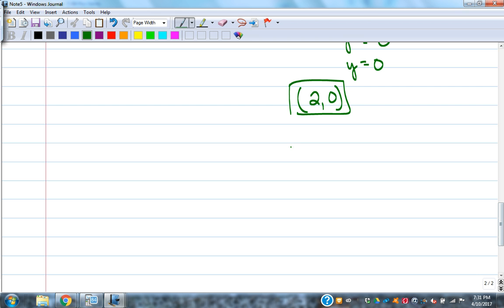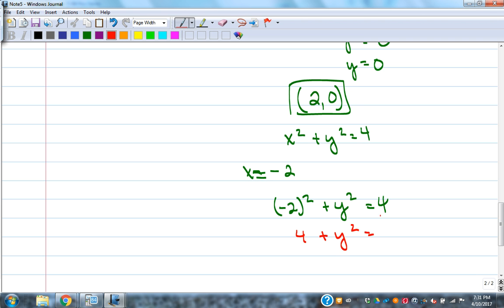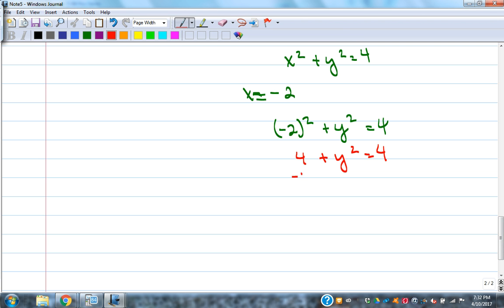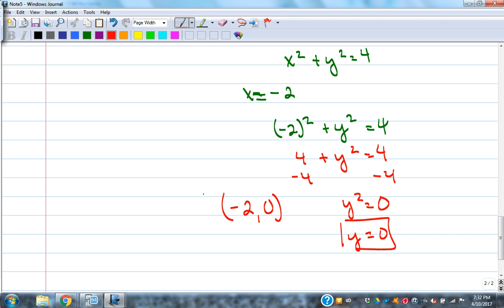Then I would do the same thing. I'm going back into x squared plus y squared equals 4 when x is negative 2. Negative 2 squared plus y squared is equal to 4. Looks like it's going to work out the same, which is okay. Y is equal to 0. So we end up with the ordered pairs negative 2, 0 and positive 2, 0.